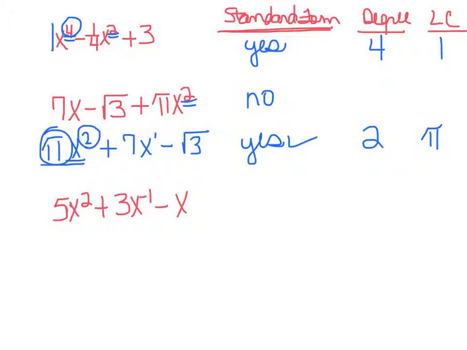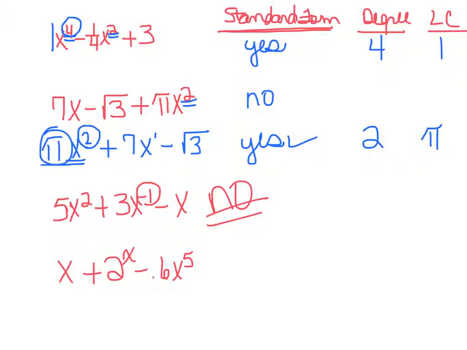Our third example is an expression that has 5x squared plus 3x to the negative 1 minus x. Is this a polynomial function? The answer to that is no, it is not, because it has an exponent that is not a whole number. We cannot have an exponent of negative 1. That will not work, so none of the rest of this matters. If it's not a polynomial function, we can't do the rest of it.